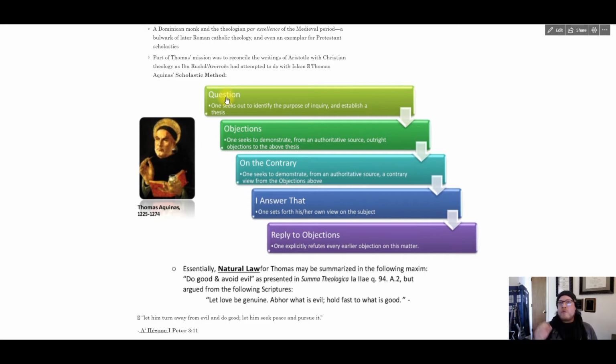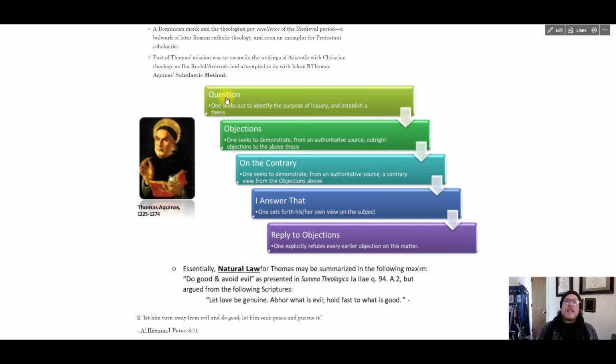Then he gives what's called the contrario, or the on the contrary. What he does in the contrary is cite some authoritative source that would immediately object to the objections. Sometimes it might be something from philosophy, it might be Aristotle or Plato, and sometimes even the Christian scriptures themselves, saying that the objections are off on that point.